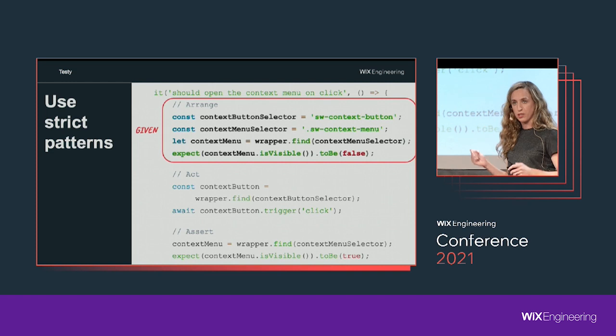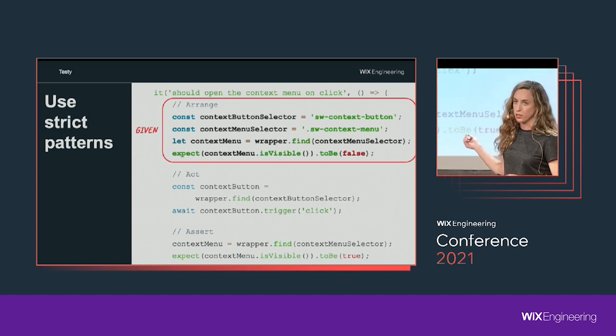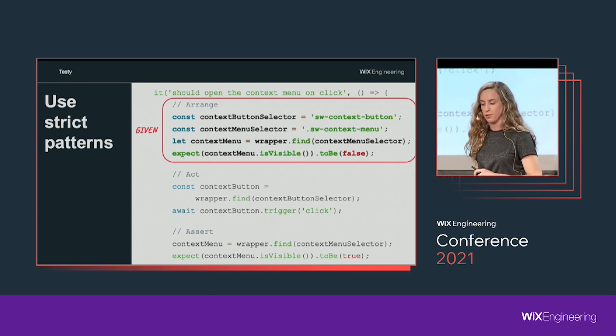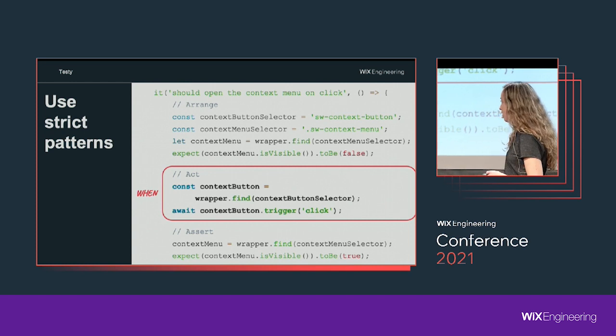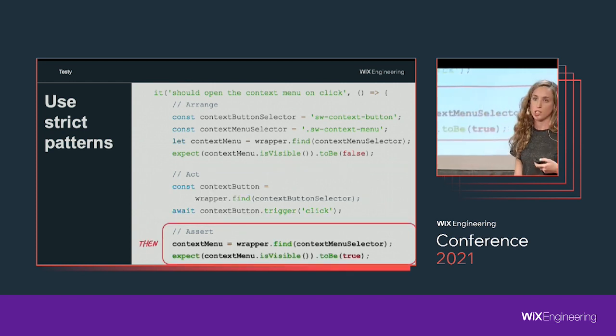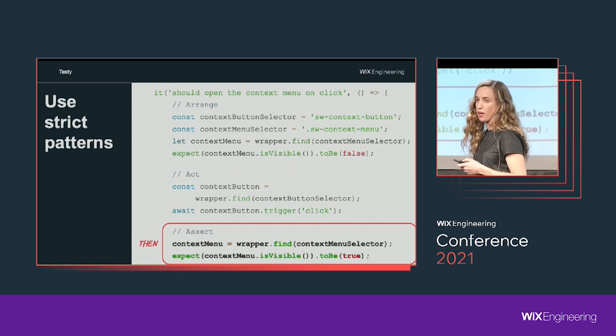Now let's organize the previous test using this structure. This test checks that a menu is visible after a click. Arrange, we arrange our given precondition. So at first we make sure that the menu is not visible. Act, the action of the test, clicking the button. Assert, the assertion and expectations. Here we assert that the menu is visible after we click the button.